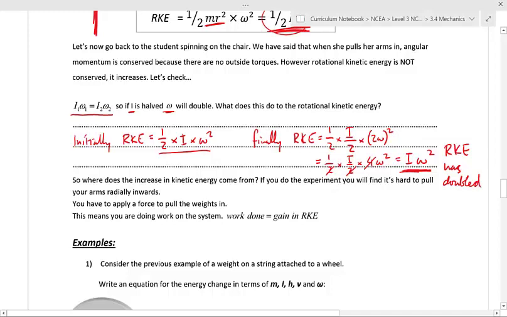The energy came from the work that the person did in pulling the mass closer to their body. It actually took work to pull those in. You had to apply a force. Those of you that actually tried this experiment would have noticed that pulling the masses in towards you required you to apply a force. So that work that you do adds energy to the system, and that's why the rotational kinetic energy increases.